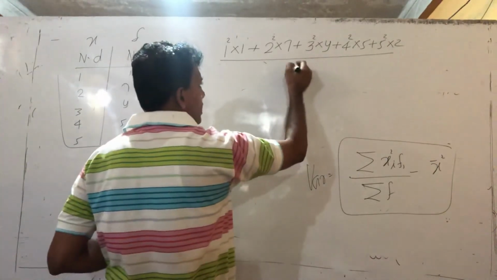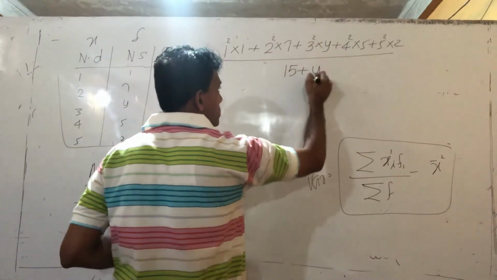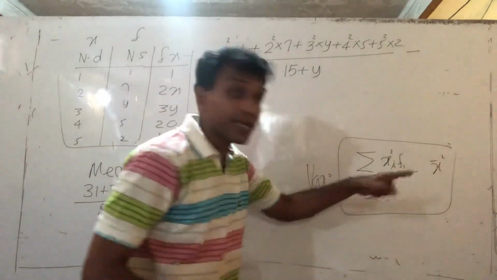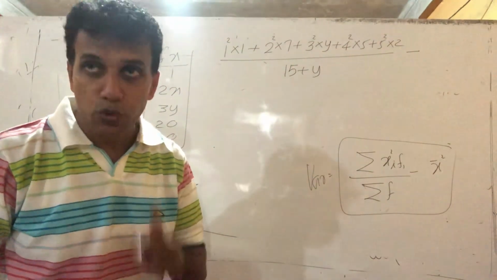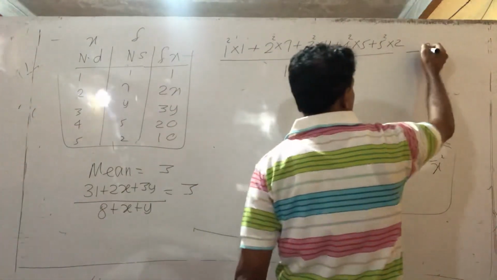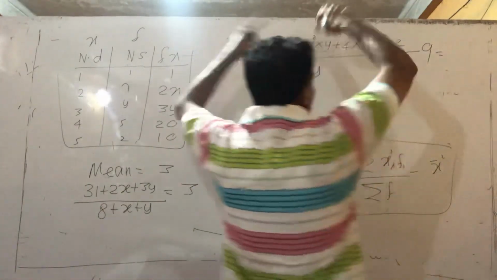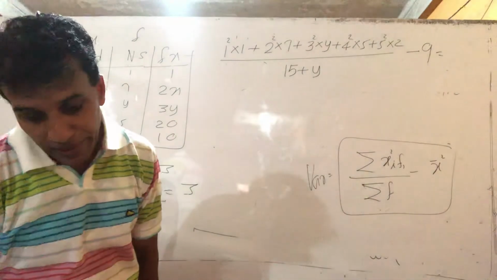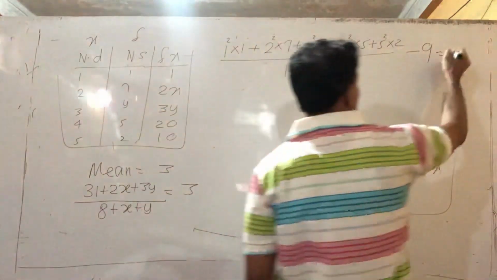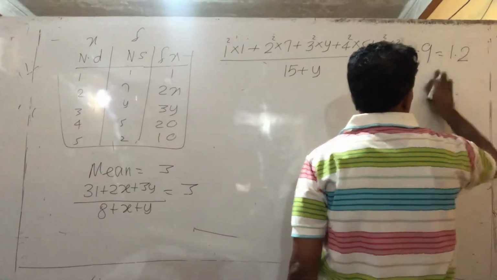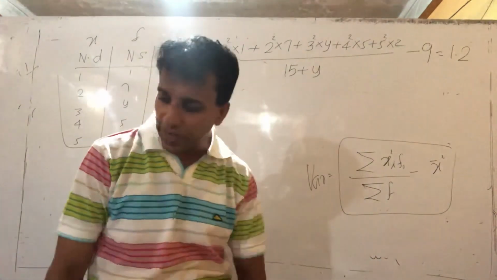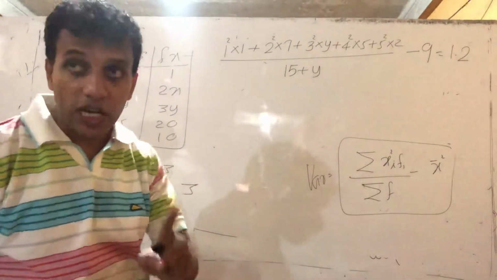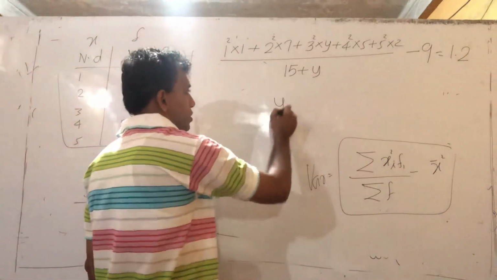So 15 plus y, minus x bar square. The mean x bar is 3, so the square is 9. That's all. The answer for the variance is 1.2. I hope you can simplify properly and find the y answer. If you work it out, y is 5.